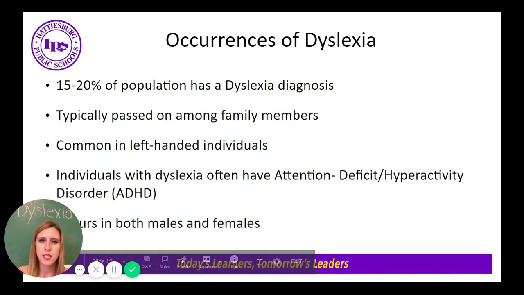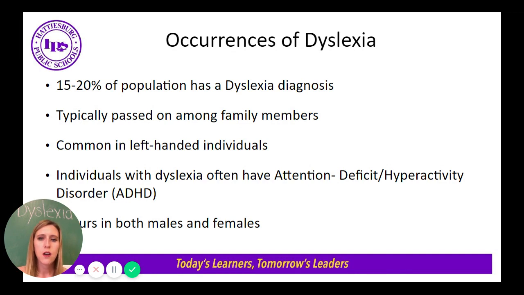Now, occurrences of dyslexia. Dyslexia is fairly common. About 15 to 20% of our population has a dyslexia diagnosis or a dyslexia ruling. It is prominent in family members, which means it can run in families. It's common in left-handed individuals. There are studies that some say more dyslexic people are left-handed than right-handed, but there are also studies that go against that as well.